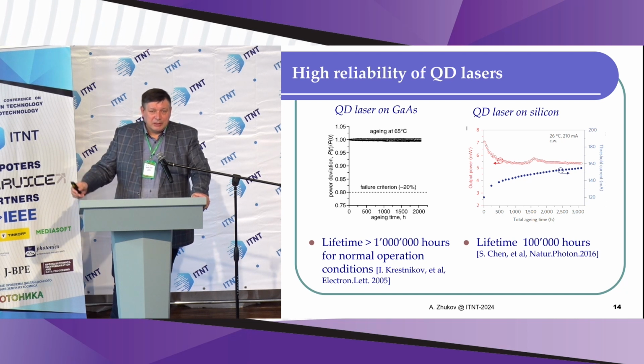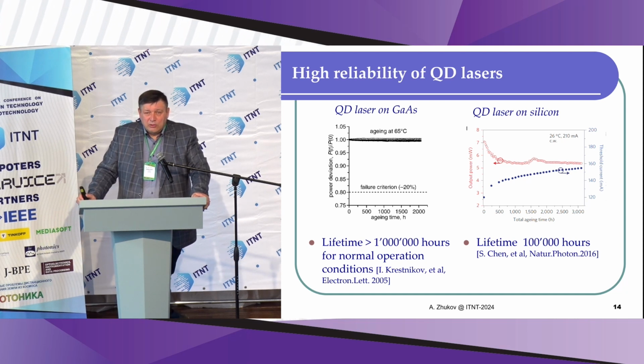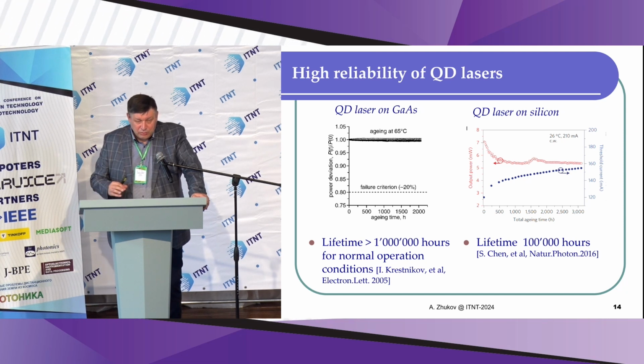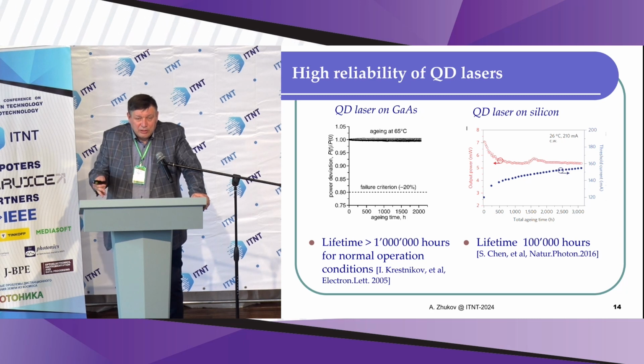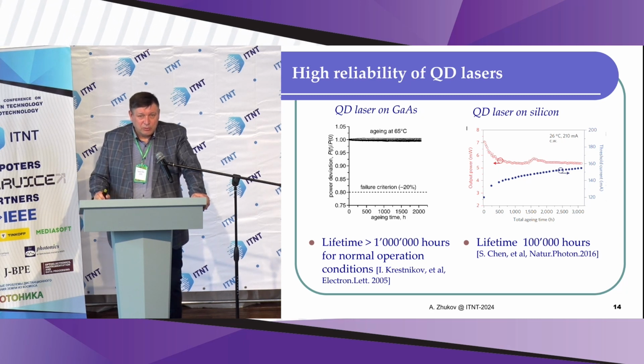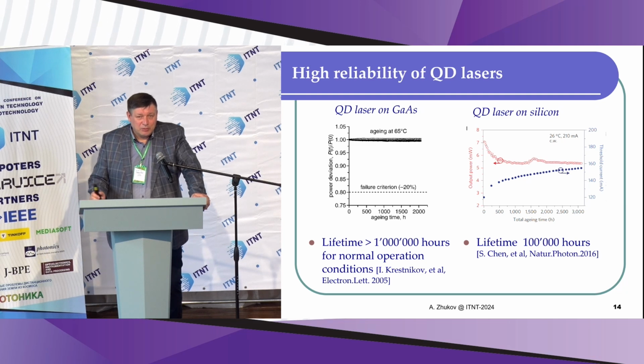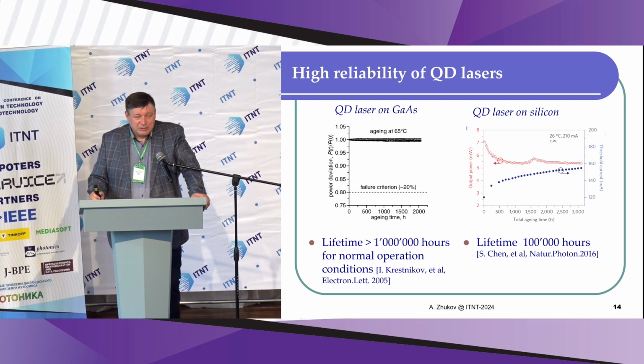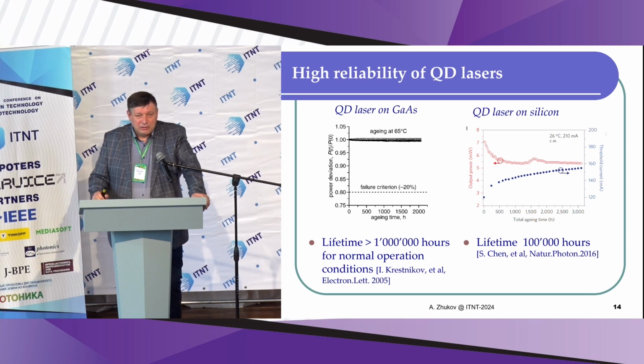For example, the estimated lifetime is as long as 1 million hours. This is more than 100 years. This time corresponds to the degradation of the operation power by 20% during this period. And I would like to mention that not only quantum dots grown on native, for example gallium arsenide, substrates are so stable, but recently it was demonstrated that even quantum dot lasers grown on non-native substrates, for example on silicon, can also demonstrate very long lifetimes.